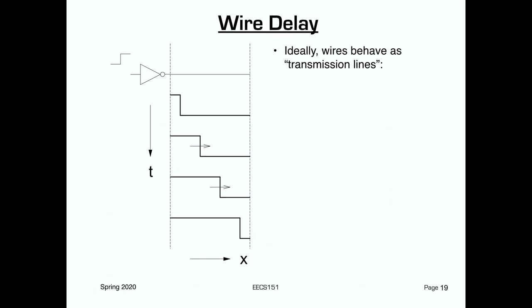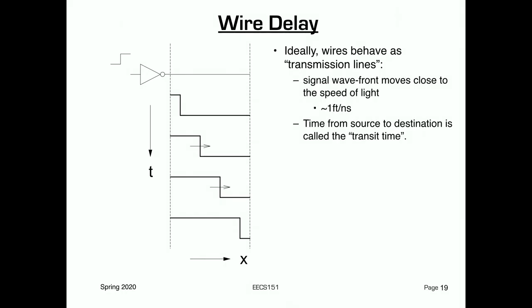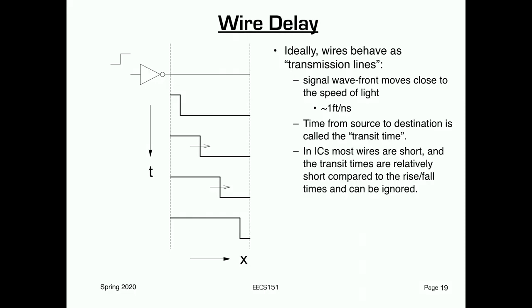It's a little bit different on silicon, but it's approximately 1 foot per nanosecond is the rate at which it's moving. So in 1 nanosecond, this disturbance, the same thing in the air or on a wire, moves about a foot. A foot is really big compared to chips. By the way, the time from the source to destination is called the transit time. It's the time for the signal to transit along the wire.